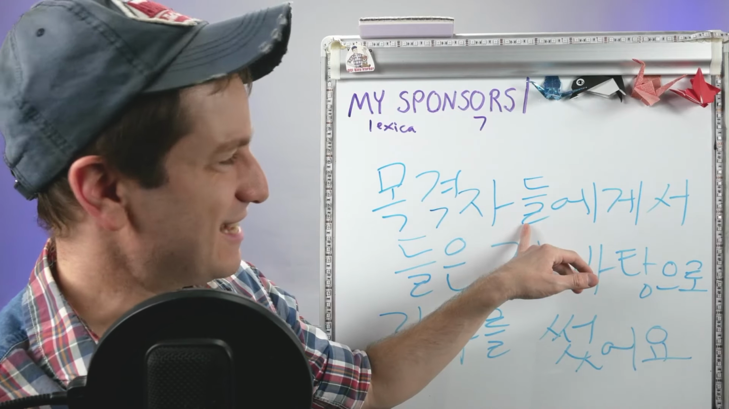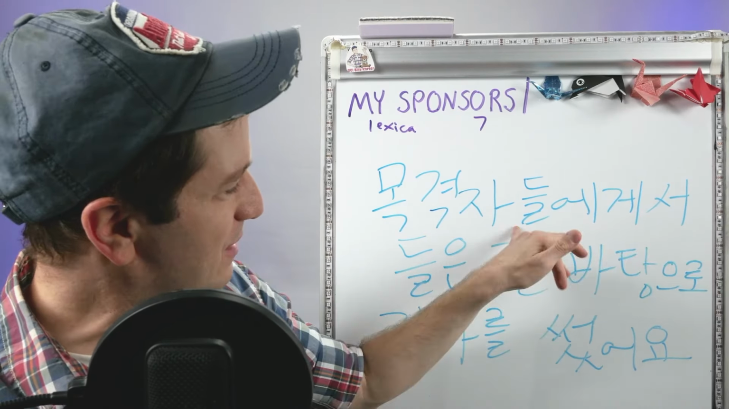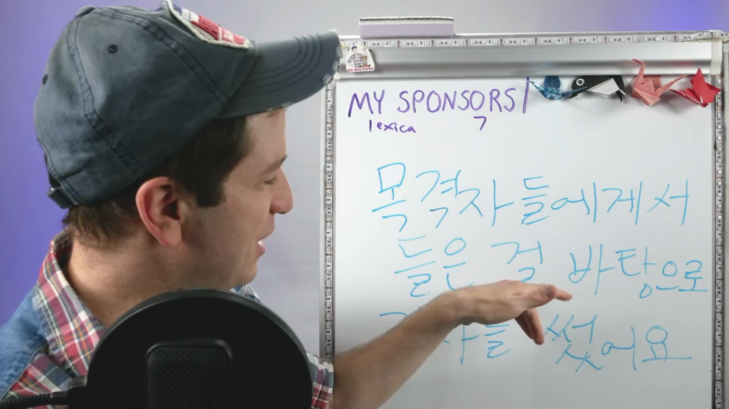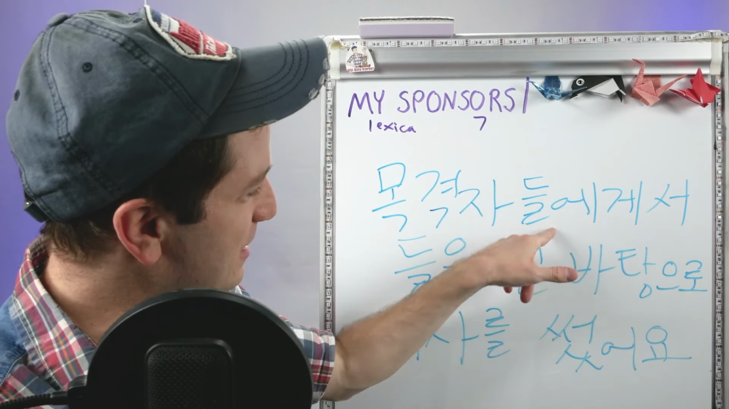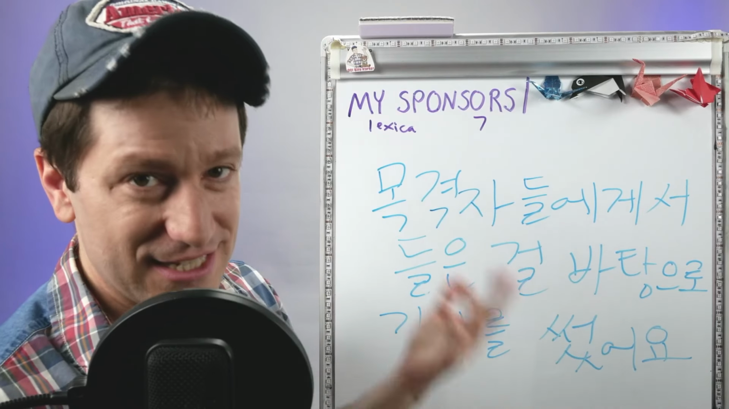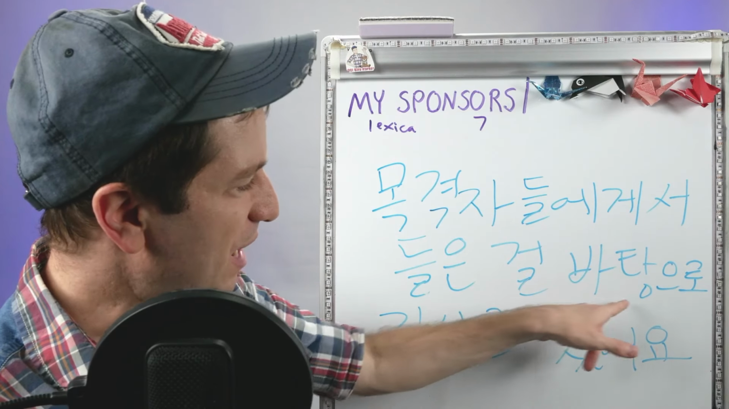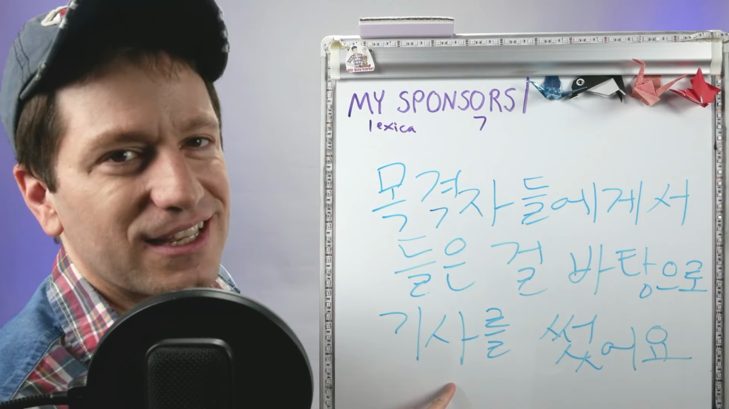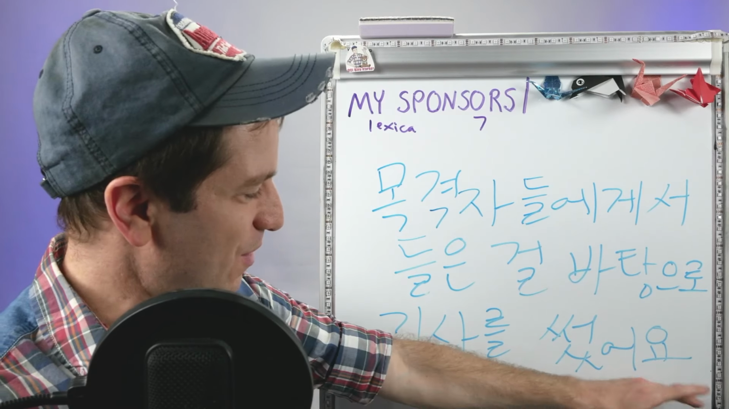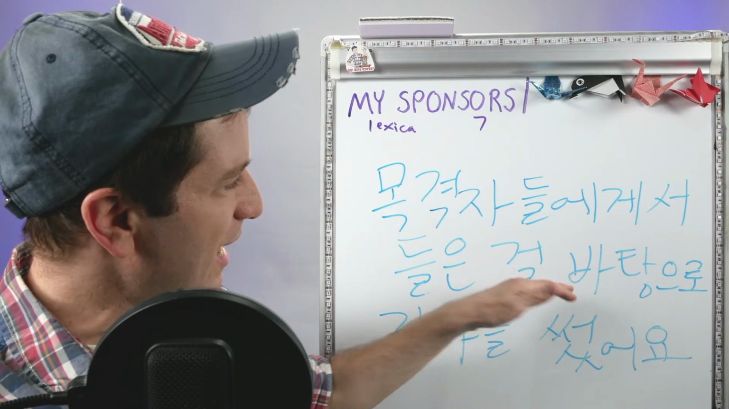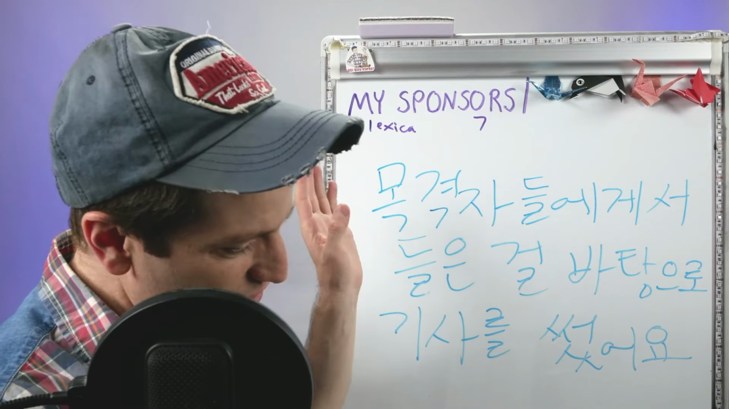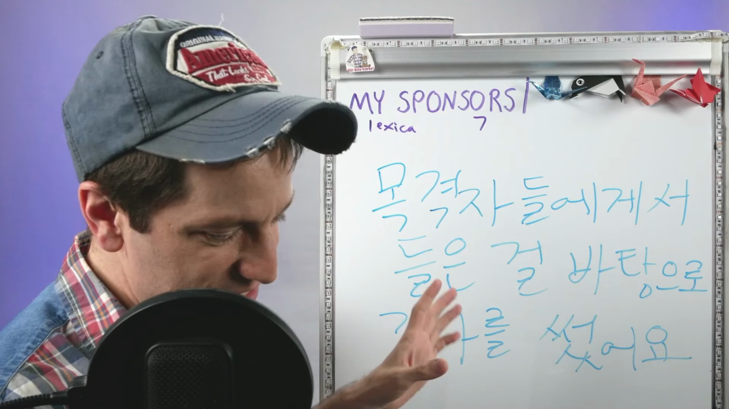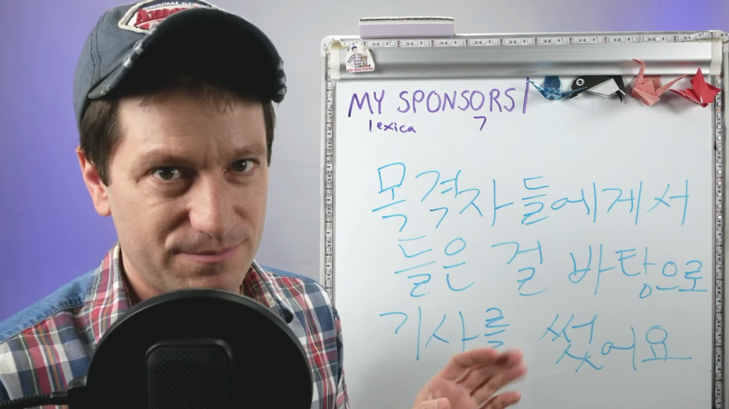목격자들, so witnesses, 에게서, from the witnesses, 듣다, to hear, 들은 것, the thing that I heard from the witnesses. So 것을, which in this case becomes 걸, shortened, 바탕으로, so based on the things I heard from the witnesses. 기사, a news article, 기사를 썼어요. So I wrote an article based on what I heard from the witnesses. 목격자들에게서 들은 걸 바탕으로 기사를 썼어요.